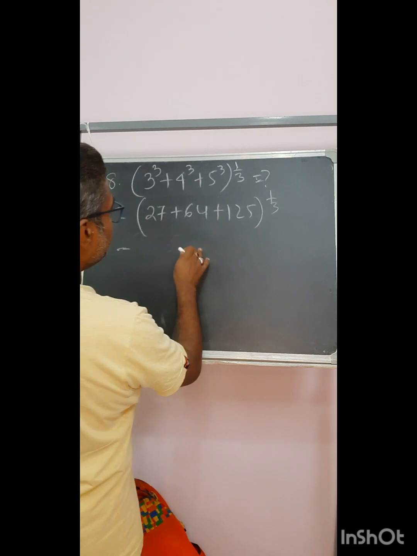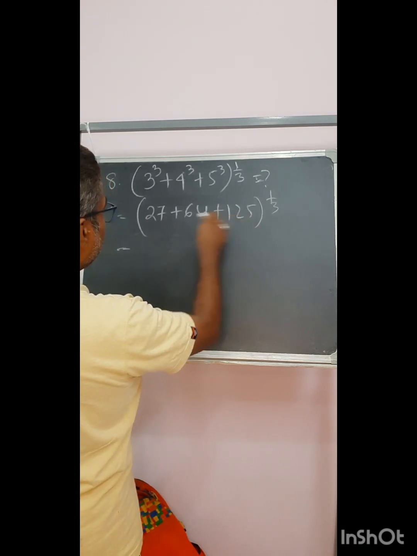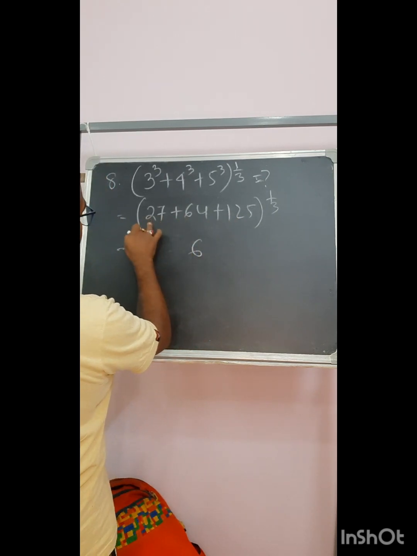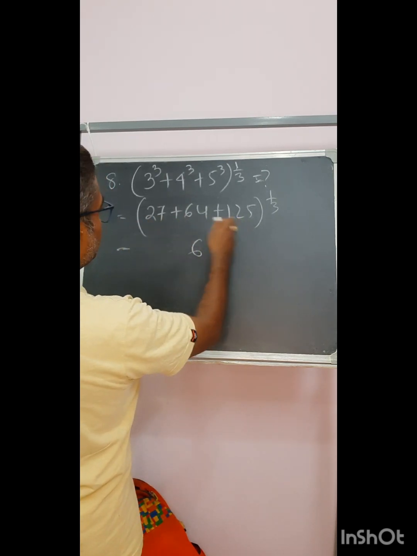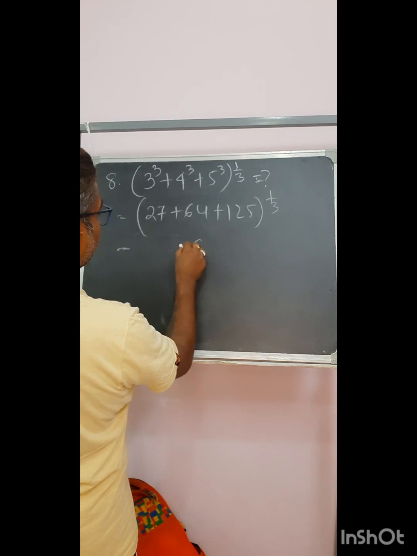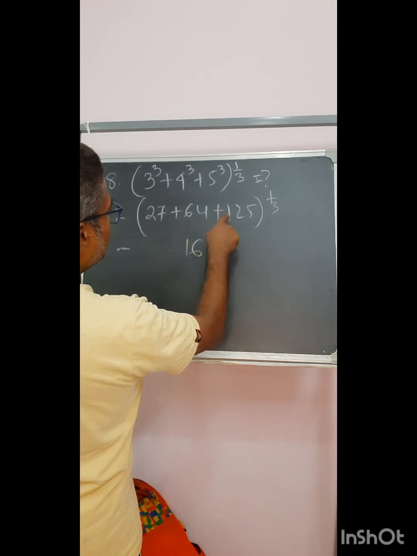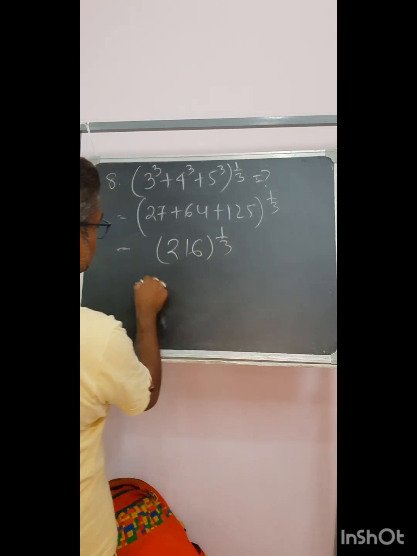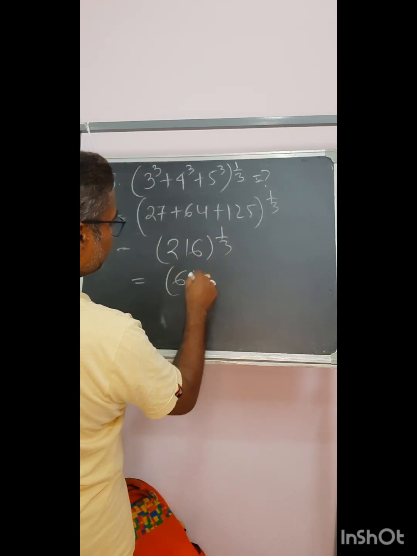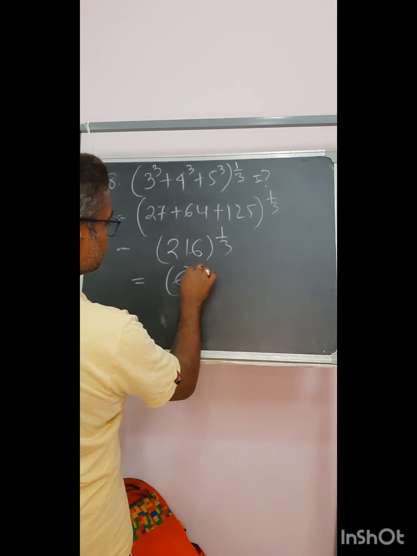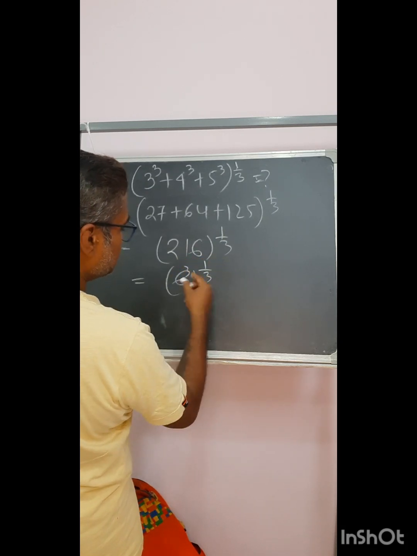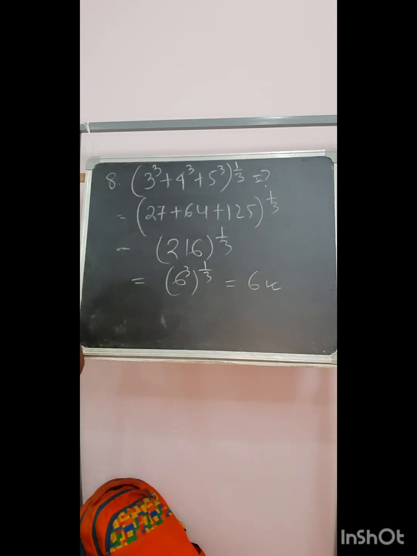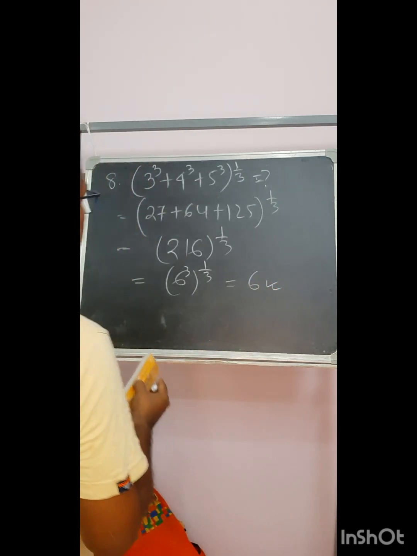So it gives 216, the whole power 1/3. This becomes 6, because it is 6 cube to the power 1/3, which means the indexes will cancel out, and it will give you 6. So this is one method, or else what you can do.